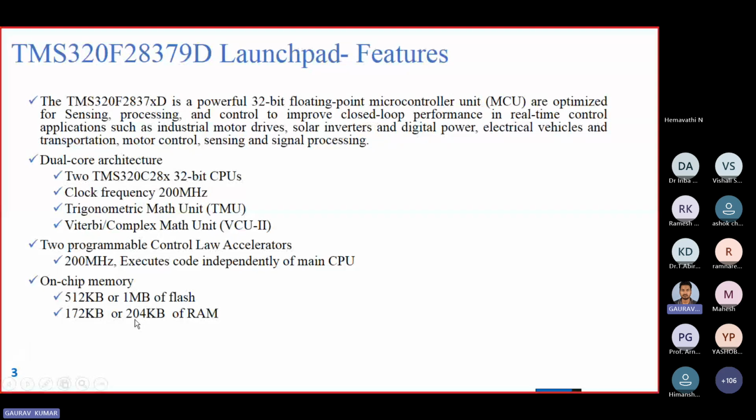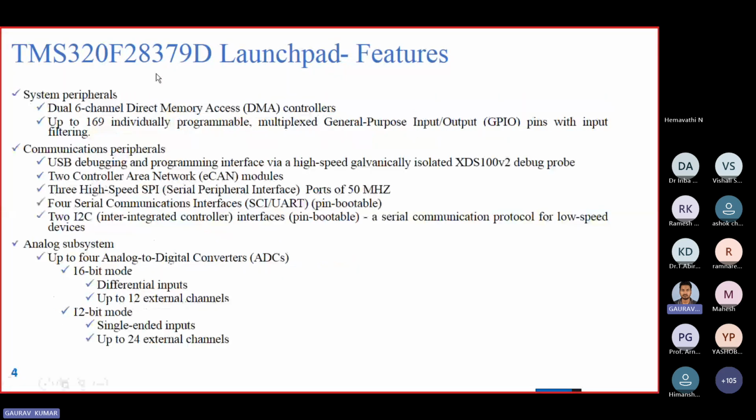This is the on-chip memory, and we have 512 KB of flash memory and 172 KB or 204 KB of RAM. Flash memory is non-volatile, permanent in nature, while RAM is volatile, not permanent. When the power goes off, it will delete the data. Moving to the next slide, we have the dual 6-channel direct memory access controller. It is also a 32-bit direct memory access controller.